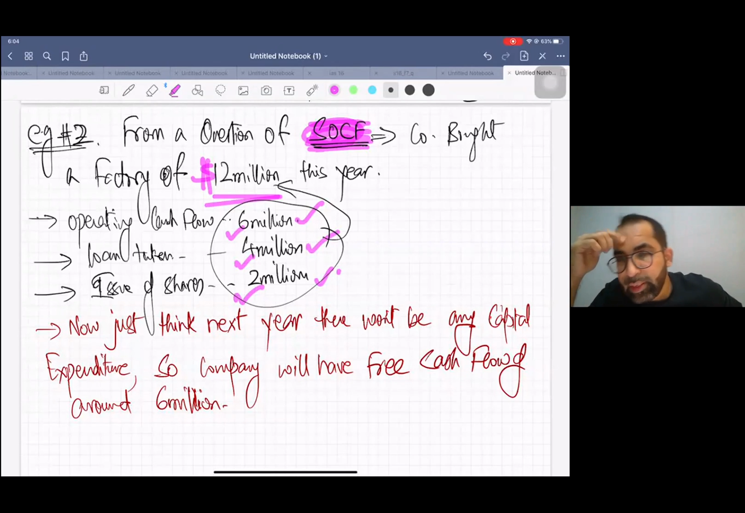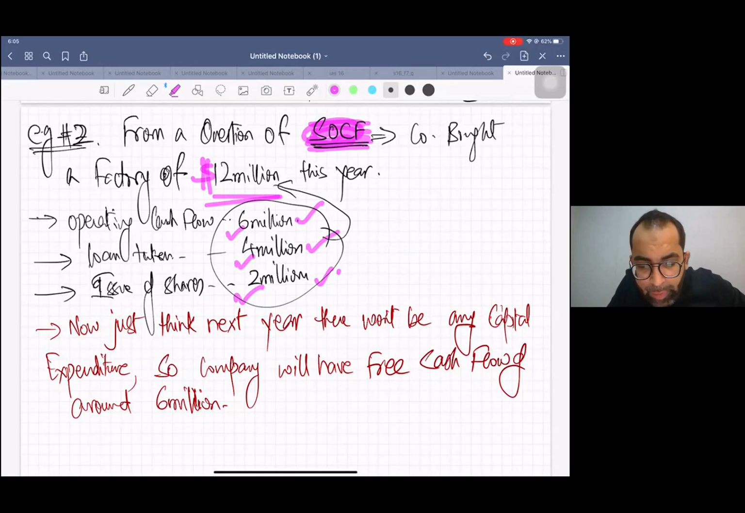Now we all know that buying a factory is a one-off thing. After many years, we buy such a big factory of $12 million. So just close your eyes and think, go to the next year. Next year, there won't be any capital expenditure like this. There won't be a 12 million outflow. Next year, we won't issue new shares. Share issue is also not done every year. We won't take a new loan next year.